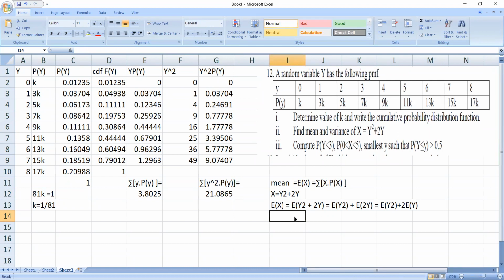So E of x now comes to E of y square, 21.0865, plus 2 times of E of y, 3.8025. Obtain that and similarly compute the variance. Now variance is a little bit tricky here. You cannot say it is variance of y square plus 2y.